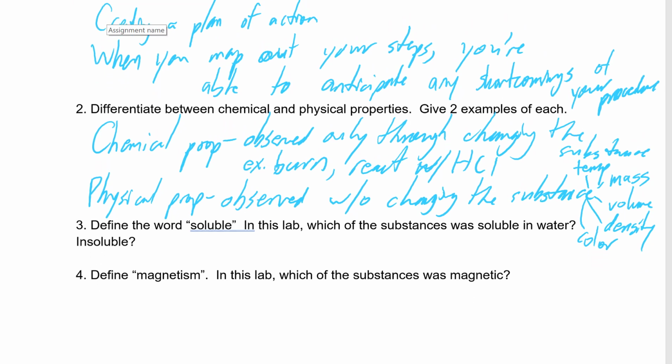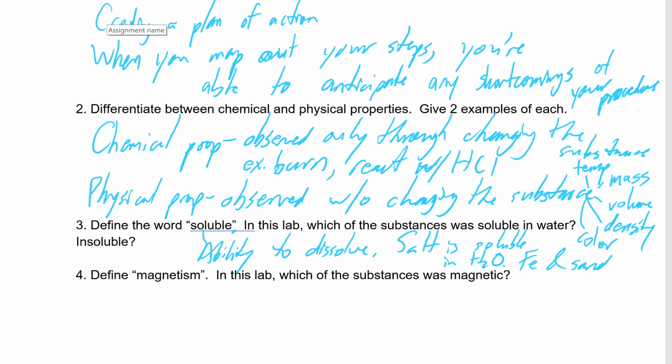Define the word soluble. Should be a period there. In the lab, which of the following was soluble in water? So soluble means the ability to dissolve something. And what was soluble in water? Salt is soluble in water. And what is insoluble? Iron and sand are insoluble, right? They don't dissolve in water.